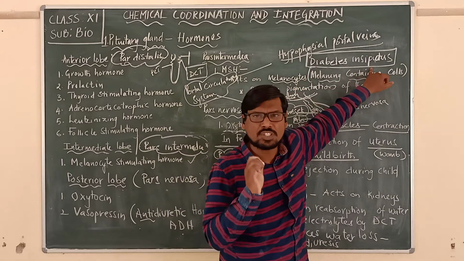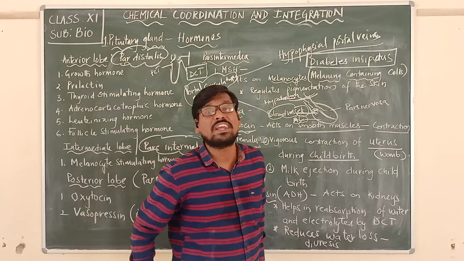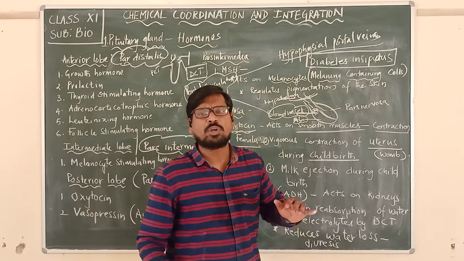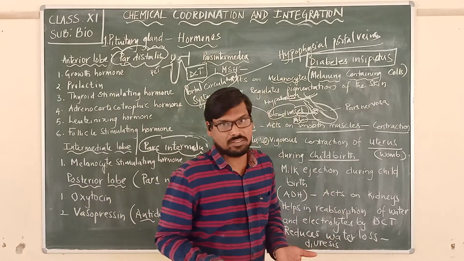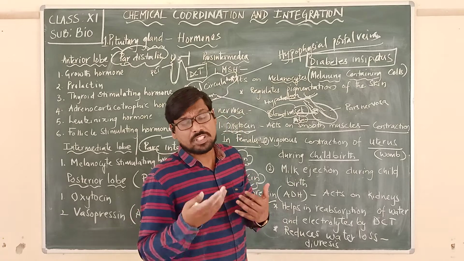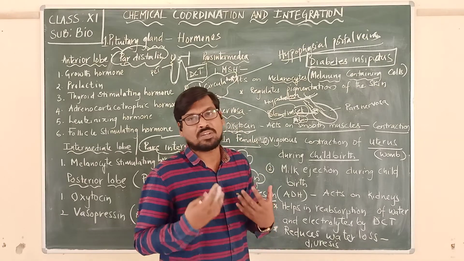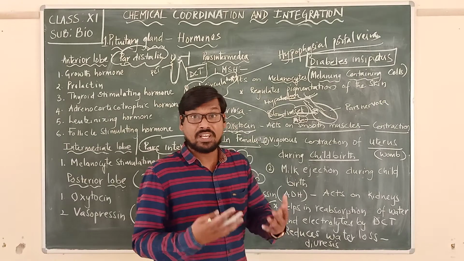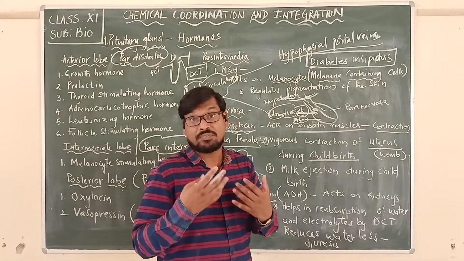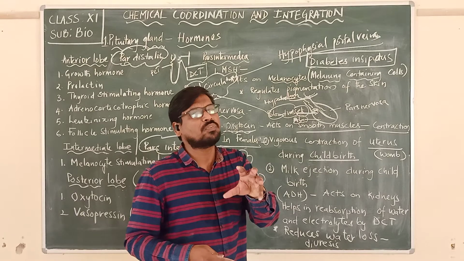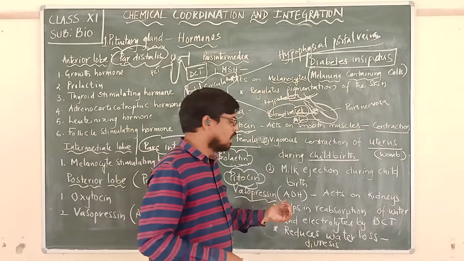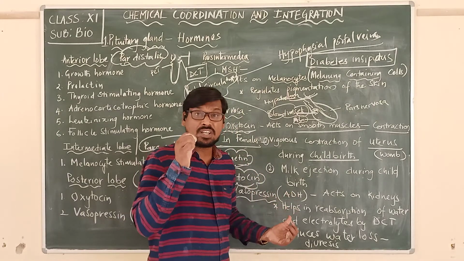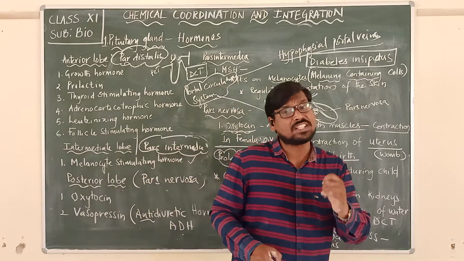Diabetes insipidus means what? In simple, we can say frequent urination. They will be going frequently for urine. Frequently going for urine means what? They are losing more water from their body. What makes them lose more water? It is because of improper functioning of the kidney. What makes the improper functioning of the kidney? It is the vasopressin that is produced in very, very less quantities.